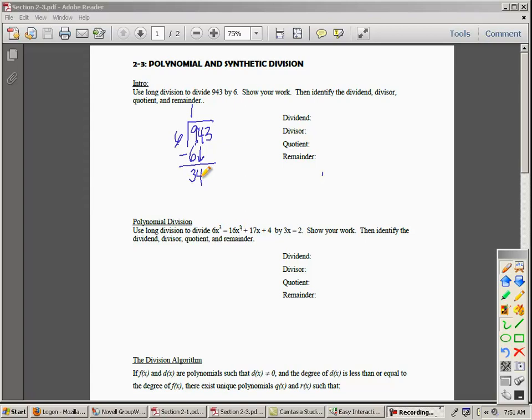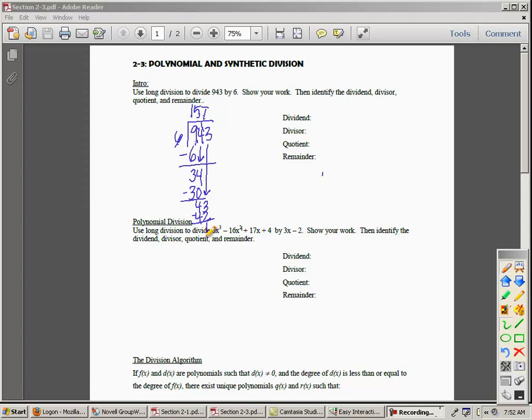The answer is yes, 5 times, because 5 times 6 is 30, so we subtract 30 and get 4, and drop one more number down. We bring the 3 and we ask ourselves one more time, can 6 go into 43? The answer, yes, is 7. And so 7 times 6 is 42. When I subtract, I'm running out of room, but I do have 1 as my remainder.